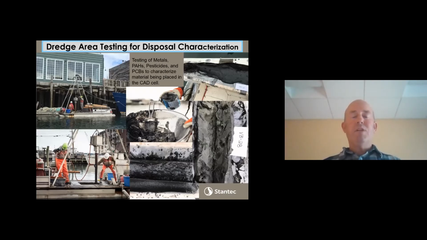As part of the dredging of the piers and wharves, Maine DEP asked us to characterize the material for placement into the CAD. So we did vibracores at the different dredge areas, testing for metals, pHs, pesticides, PCBs, to characterize that material going into the CAD. There's a little snapshot of some of the material, looking at typical silty anoxic sediments, primarily in the harbor.